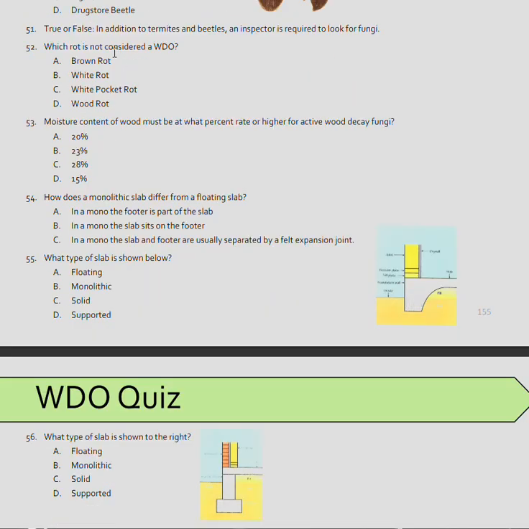True or false? In addition to termites and beetles, an inspector is required to look for fungi. The answer is true. Which is not considered a WDO? The answer: white pocket rot.